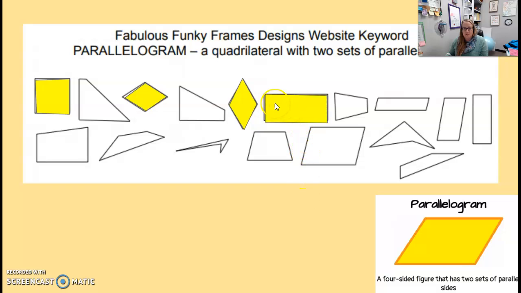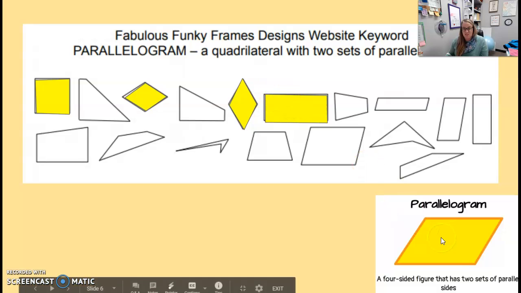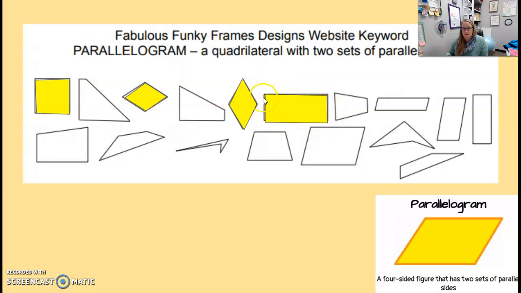Oh, let's look at this. So this one is a rectangle, but it also can be a parallelogram because it matches the criteria. So this one and this one are parallel, and this one and this one are parallel. So since it has 2 sets of parallel sides, a rectangle can also be a parallelogram.